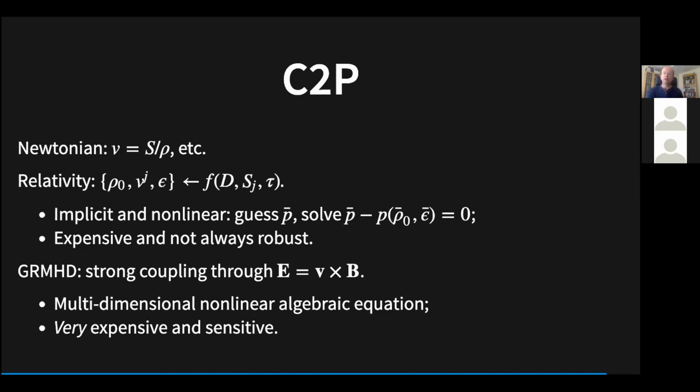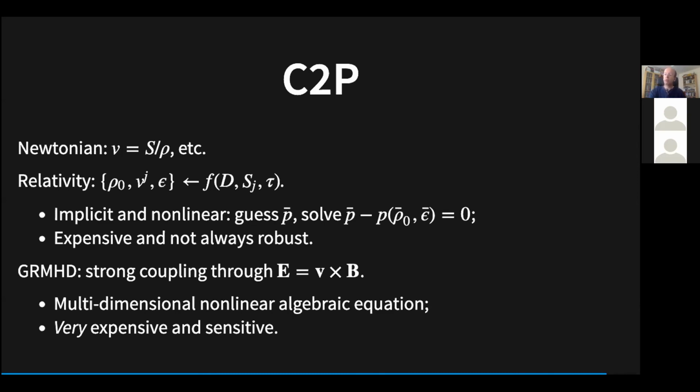Now, this is a one-dimensional problem in the sense that we're only trying to solve for a single variable, the pressure. So we can use things like bisection and Newton-Raphson. So there's standard methods that are as fast as this can possibly be, but it's still expensive compared to the Newtonian theory. And there's always the possibility it might converge to something unphysical, a negative pressure, or that there might be multiple roots if the equation of state is particularly problematic.